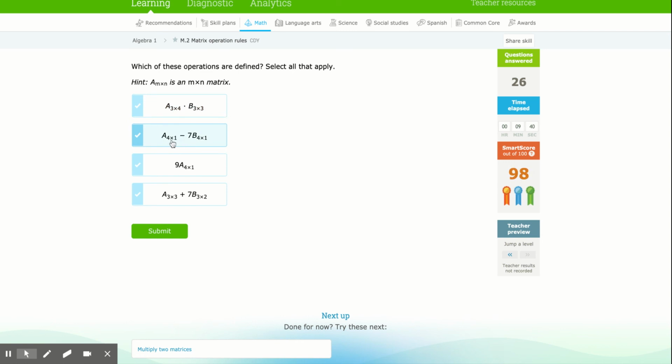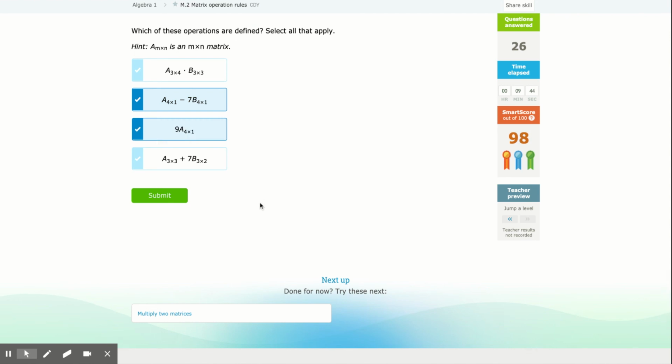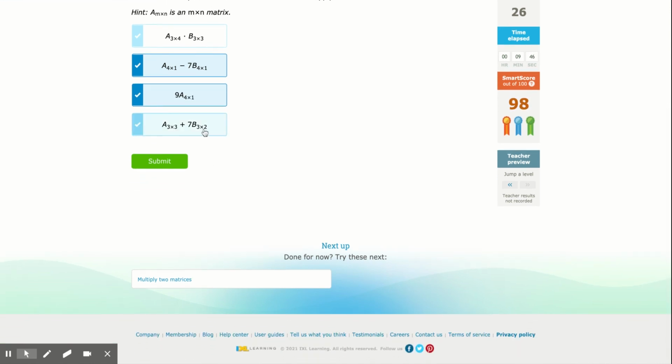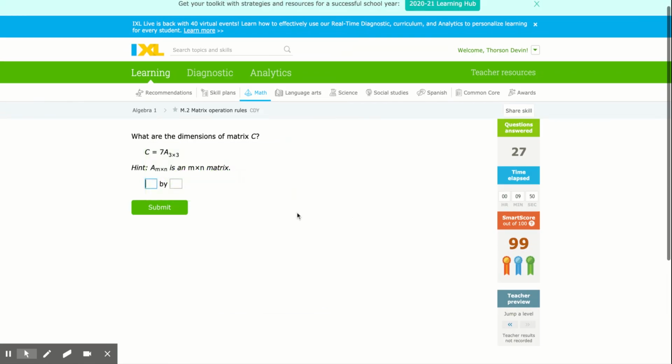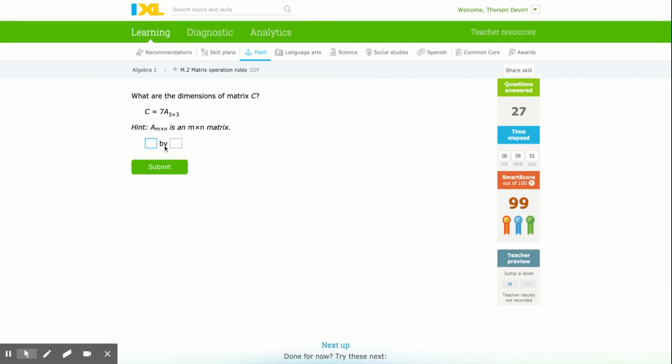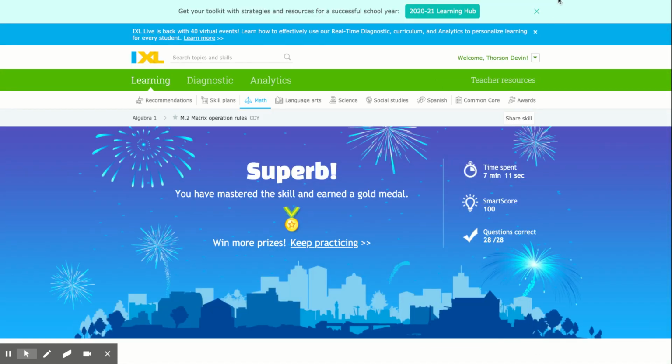We're subtracting 4 by 1 by a 4 by 1. That's perfectly fine. Timesing by a scalar, that's fine. Adding a 3 by 3 to a 3 by 2 cannot do that. Dimensions are not the same. And we can always multiply by a scalar, and it never changes the size of the matrix when we do so. If you have any questions, please bring them to class.